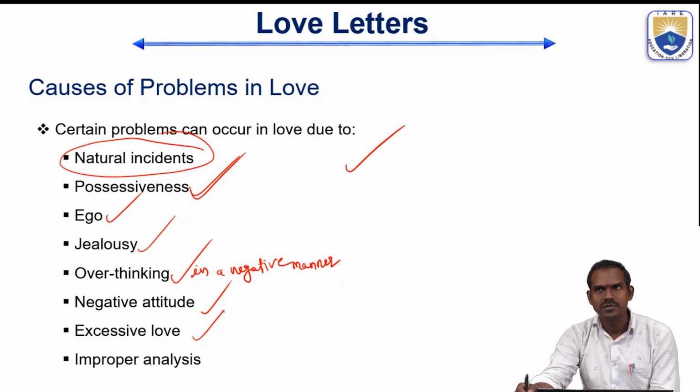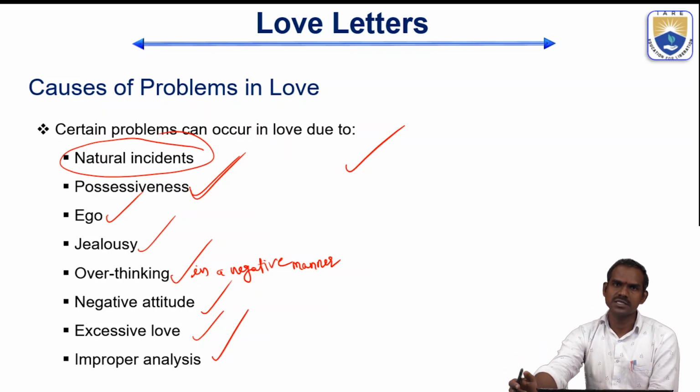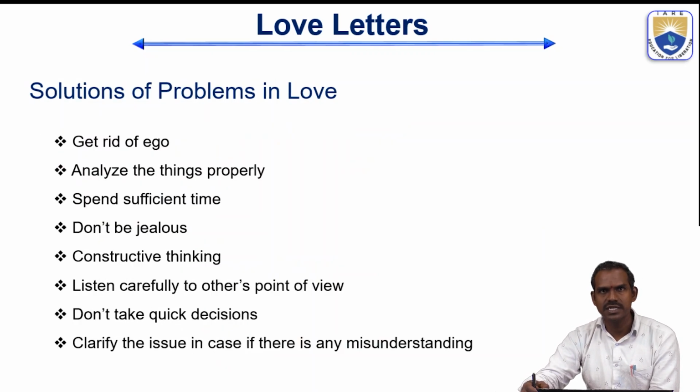Excessive love. Love also should be passionate. Passionate doesn't mean excessive. To what extent you should love, that extent must be followed and obeyed. And if the love exceeds the limit, then it may cause problems in love due to that excess love. And improper analysis of the ongoing things. If you cannot analyze properly the ongoing things in the relation, it may obviously cause problems in love. And let's look at the next content.